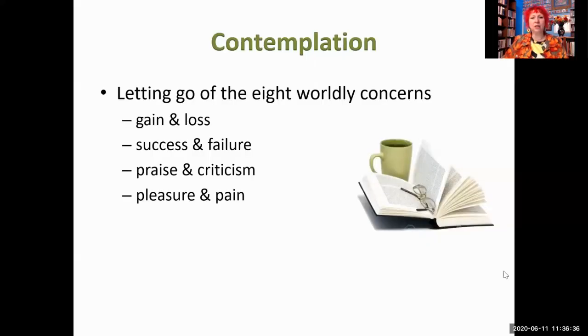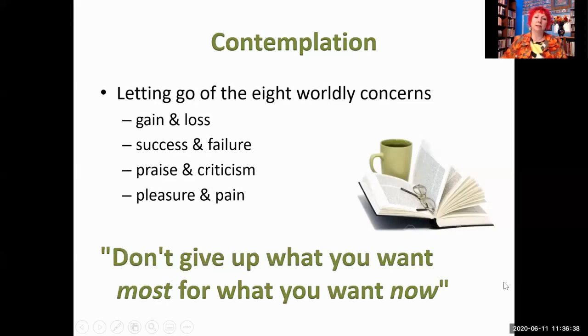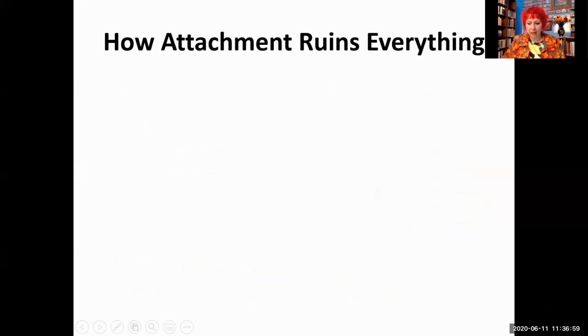So those 4 worldly concerns, and the bumper sticker for this week is don't give up what you want most, those really big things, the things that matter the most, for just what you want now, just those worldly immediate things. So what this kind of points out is that it's our attachment that ruins everything.